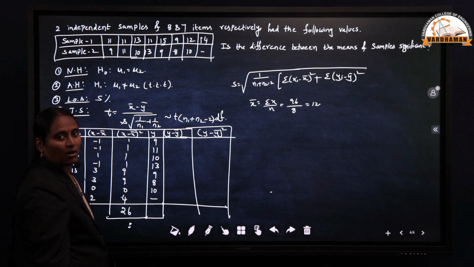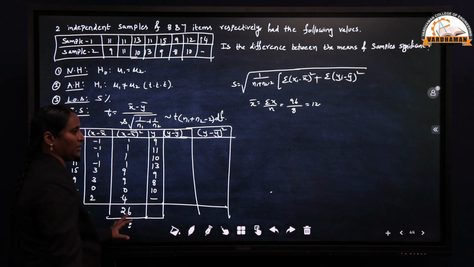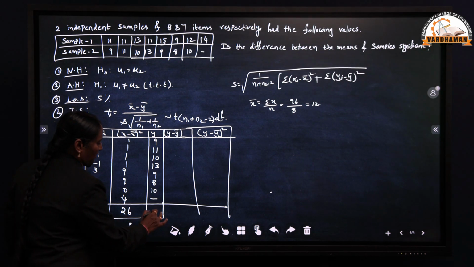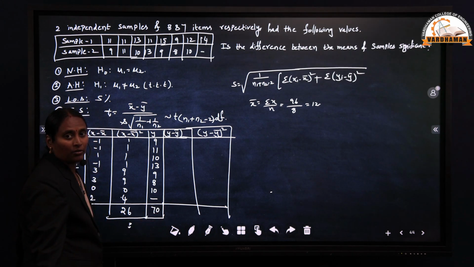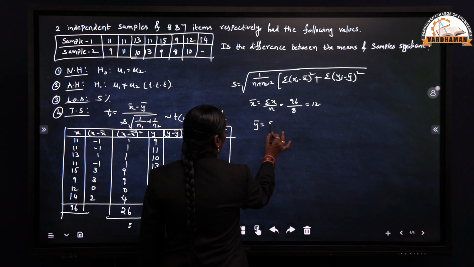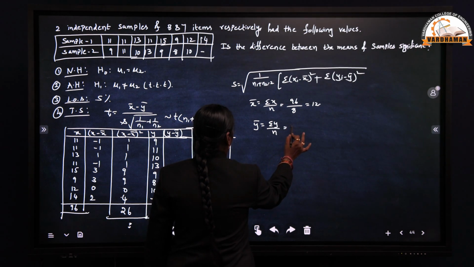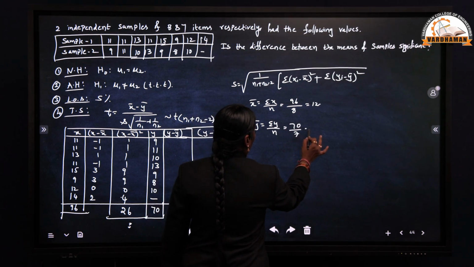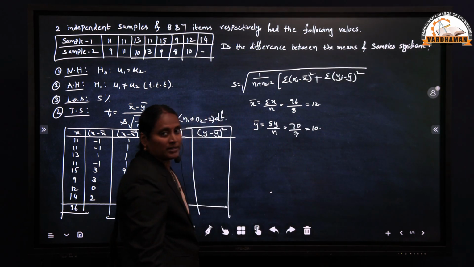Y is equal to the 7 observations. Now we have the value of summation y equals 70. So we are going to find the value of y bar. The value of y bar is equal to summation y by n, so it will be 70 by 7, which is 10. So the value of y bar is equal to 10.